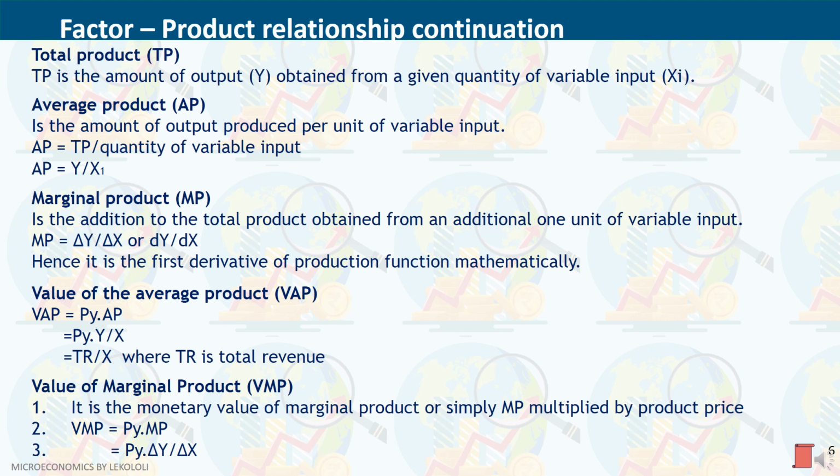In a nutshell, TP, AP, MP, VAP, and VMP are all tools that economists and business owners use to understand and optimize their production processes, making sure they are getting the most value from their resources and inputs while maximizing profit.